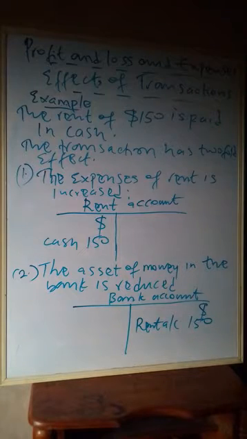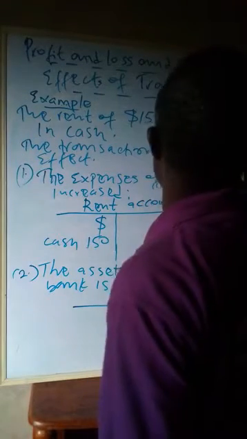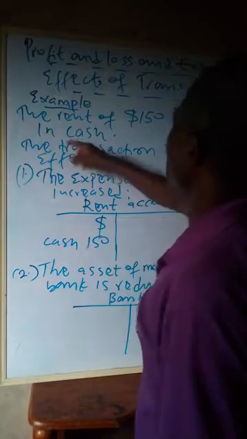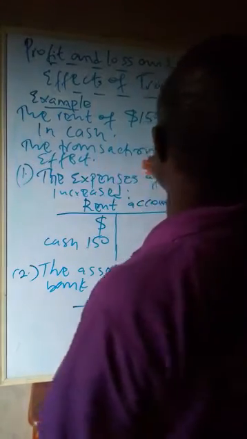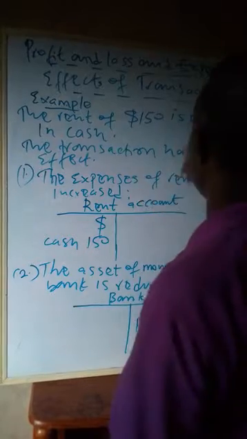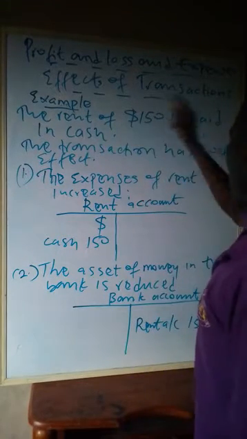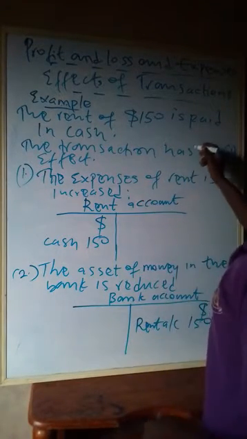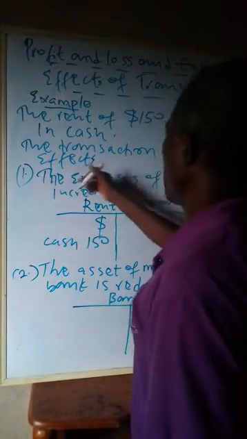Expenses. So the rent of $150 is paid in cash. This is a single transaction, and this single transaction has a twofold effect. What is it? And what is that?